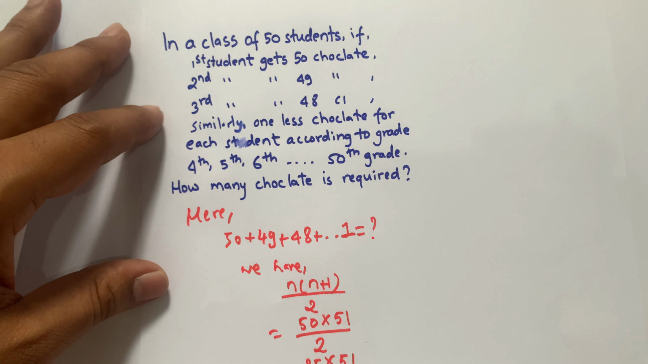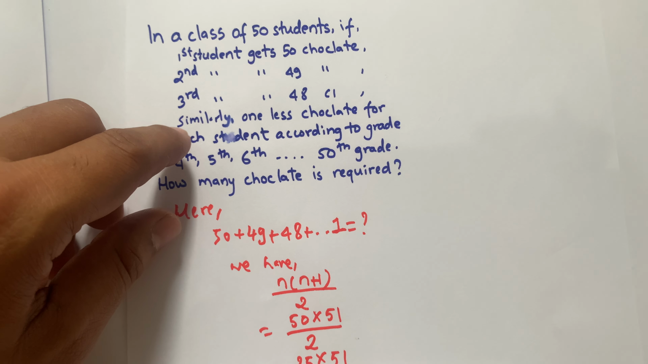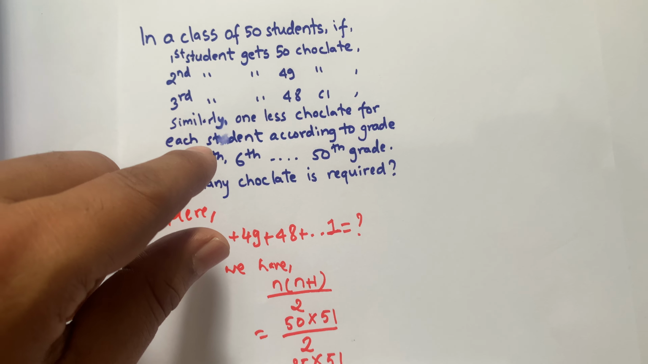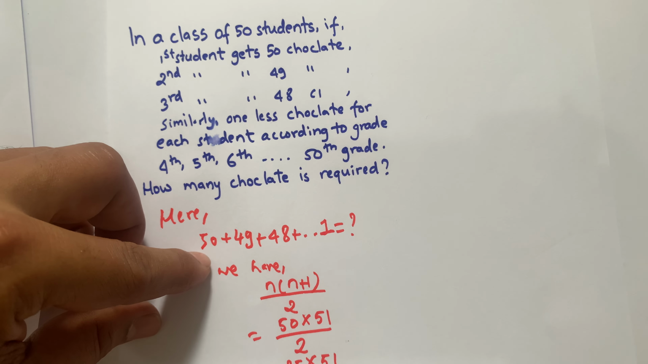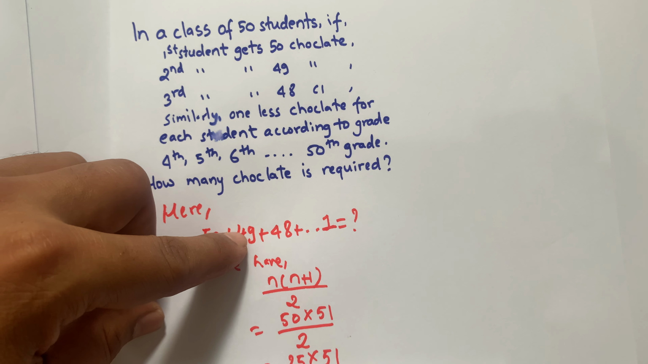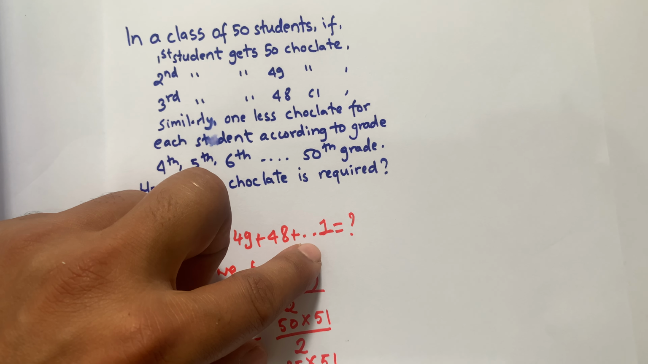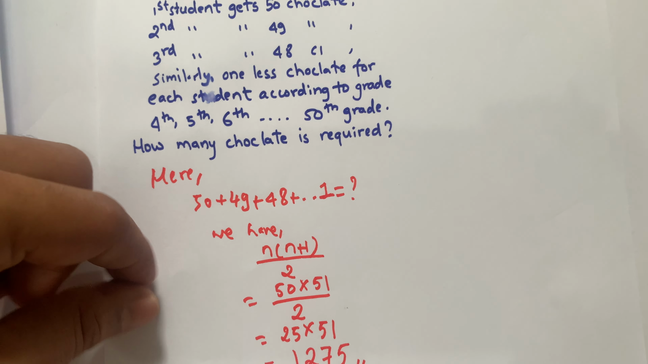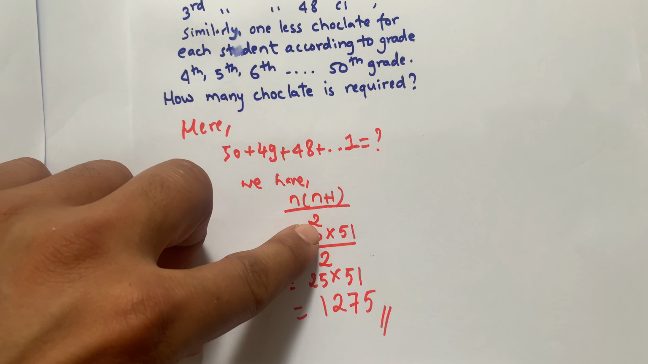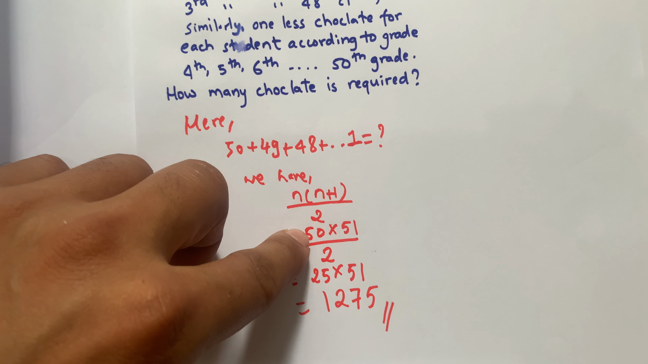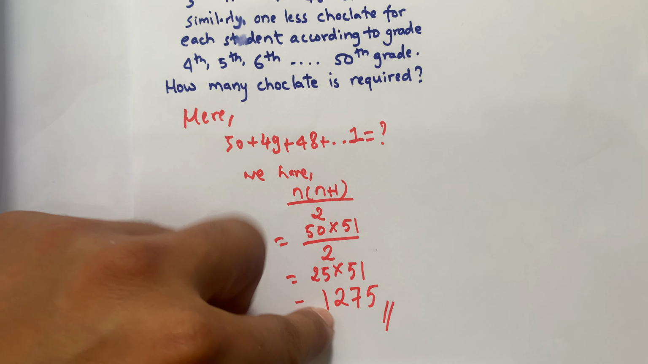Here the question is, in a class of 50 students, the first student gets 50 chocolates, the second student got 49, the third 48, and similarly the 4th, 5th, 6th and so on, each got one less chocolate. Means the first boy gets 50, the second girl 49, the third girl 48 chocolates and the last one got 1 chocolate. Then how many chocolates in total? This type of question can be solved with this formula, n plus 1 by 2. The number of students is 50 for n, n plus 1 is 51, so divide by 2 and you will get this answer.